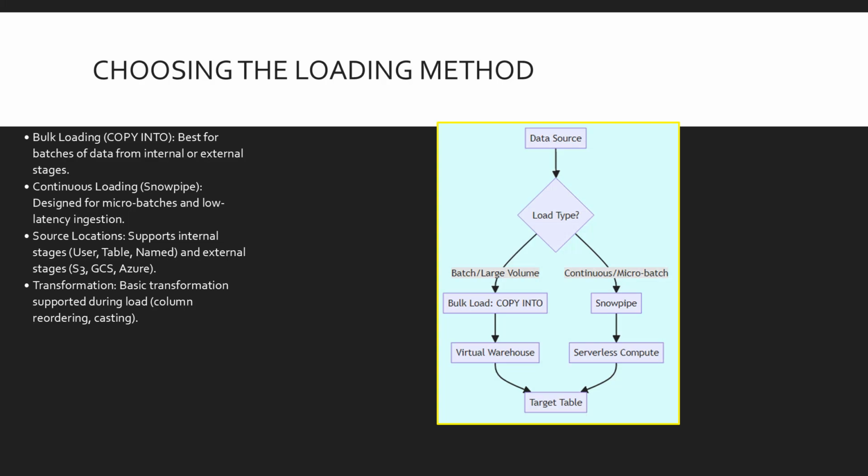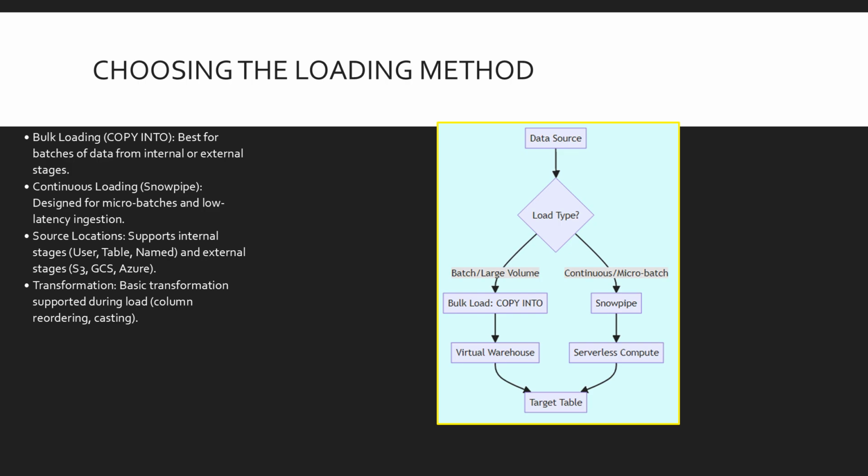Let's get started. Your first consideration is selecting the right ingestion method. For large, existing datasets, bulk loading using the copy into command is the standard approach. It relies on user-provided virtual warehouses and allows you to load batches of files from cloud storage. Alternatively, for continuous, small volumes of data, Snowpipe offers a serverless model that loads data within minutes of file arrival. While both methods support basic transformations like casting or reordering columns during the load, we will focus on the considerations for bulk loading today, as it is the foundation for understanding Snowflake's ingestion architecture.